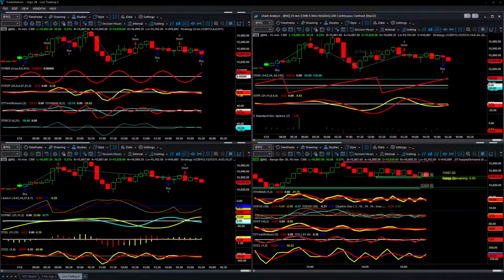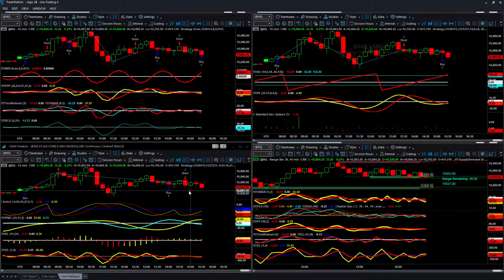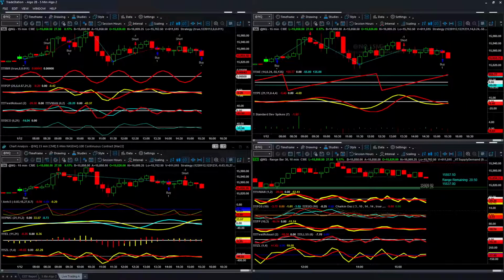Look at this. This little strategy is actually pushing down. Ha, ha, ha. Look at that. And it's out of chop zone right there. Look at that. Pushing down. Amazing.